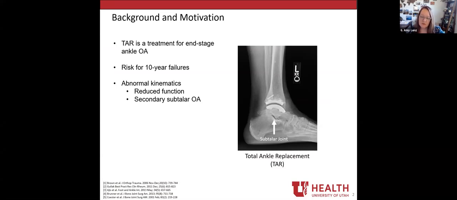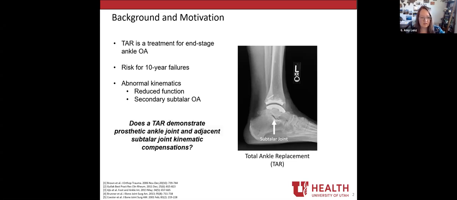However, total ankle replacements have not yet had a common morphometric-based design because of their still high-risk failures and 10-year follow-up failure rates. And we don't understand that quite yet because the joint itself has not been able to be isolated and investigated for its function in vivo. So abnormal kinematics may lead to reduced function or also secondary risk of subtalar osteoarthritis at the adjacent joint below.